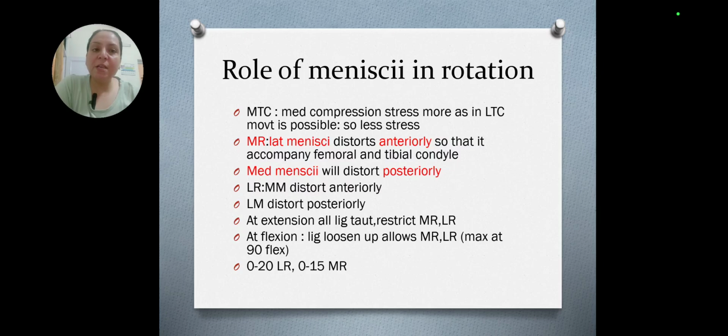So we see that medial and lateral rotation is restricted in extension, whereas in flexion, at around 90 degrees, there is a maximum amount of medial and lateral rotation taking place. More is lateral rotation, that is 20 degrees, and less is medial rotation, at 15 degrees.